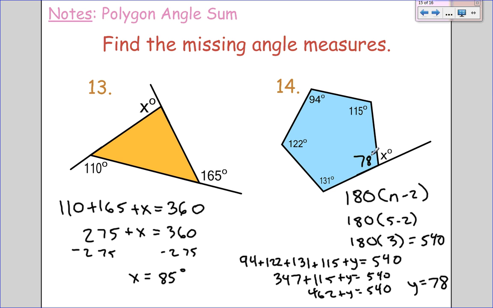And remember, these two angles right here form a linear pair, so 78 plus x equals 180. Subtract the 78 from both sides, so x equals 102. And that's how we find the exterior angle for that problem there.